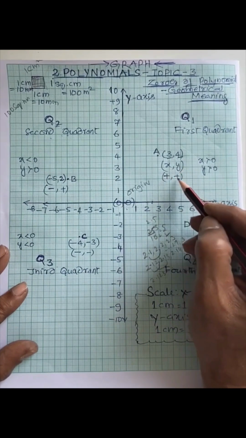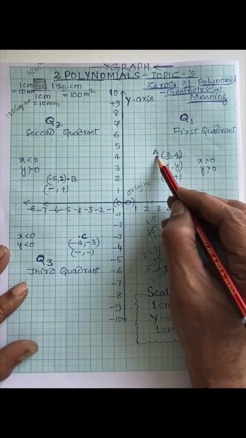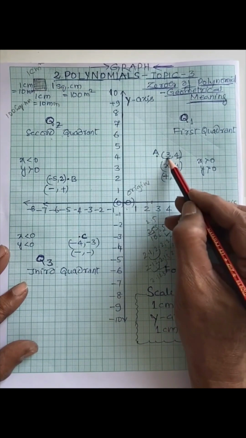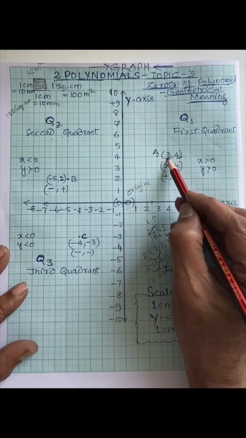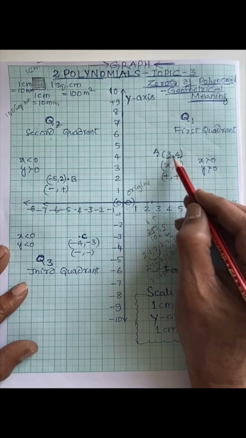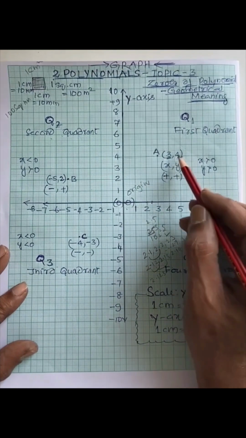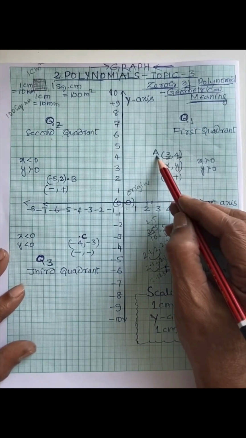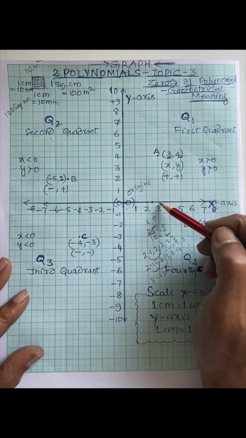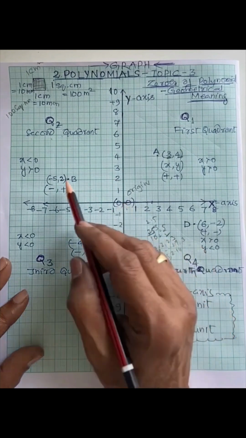See, this is positive and also 3 is positive, 4 is also positive. I am taking this point A, this point 3, 4. This point is at a distance of 3 units from y-axis, 3 units, this is the x coordinate. Point A is 3 units from y-axis and 4 units from x-axis. And you take this point is minus 5, 2.